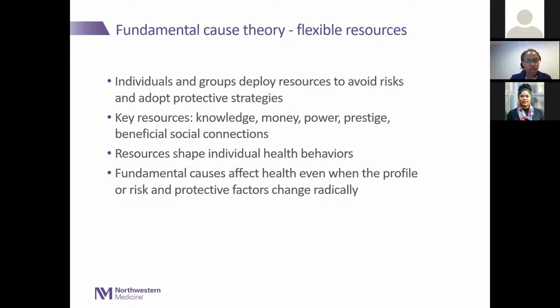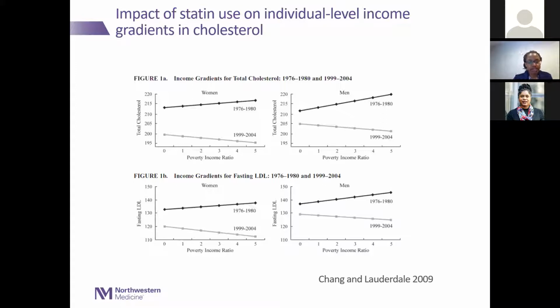And there hasn't been a lot of research showing this last part, how the profile of risk and protective factors may change and influence health. But from studies on socioeconomic status, we can see this pattern occurring. One example of this is statin use. Prior to the introduction of statins, shown in the black bars in each of these figures, higher income individuals were more likely to have higher total cholesterol levels.